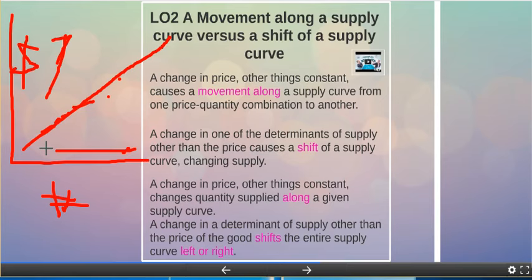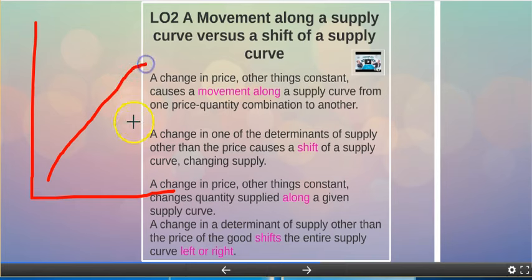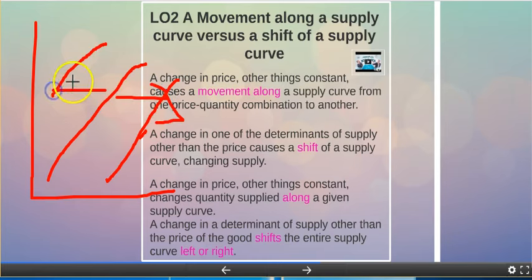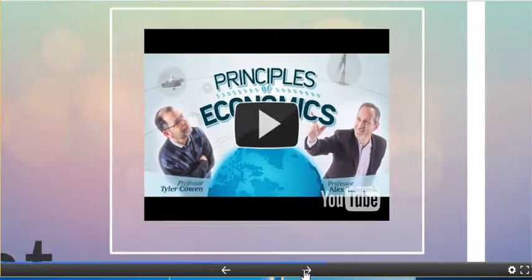So if you ever get a question in your homework or a test that talks about change in price, you're just moving along a curve. Okay, you're not shifting left or right. So if we have a supply curve and one of the determinants changes, that is going to cause a shift to the right, oh gosh, or a shift to the left. So changes in determinants result in shifts. Changes in prices result in movements along. And that will be in your playlist.